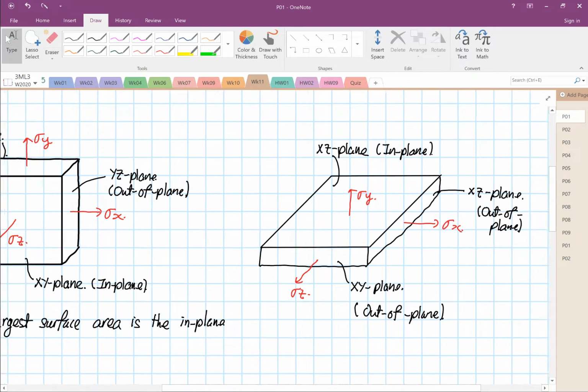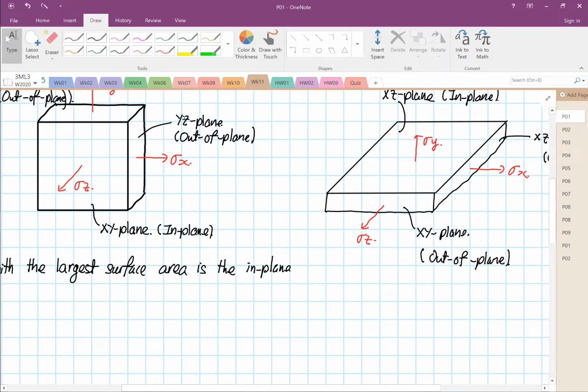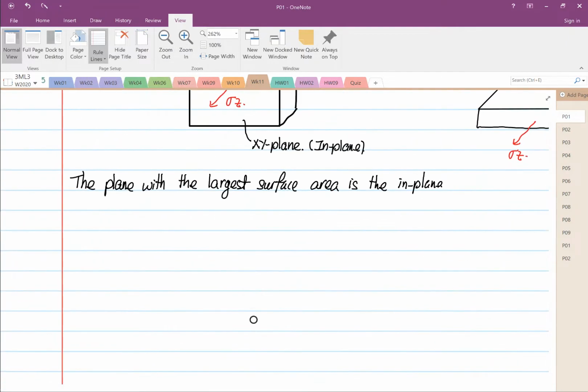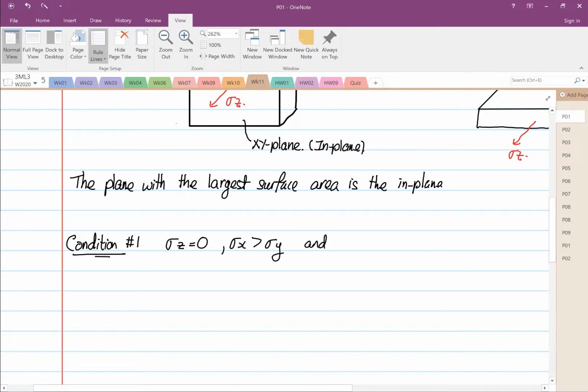Alright, so we're going to look at 3 conditions. So condition number 1 is where stress Z is equal to 0. Okay, stress X is larger than stress Y, and both are positive.